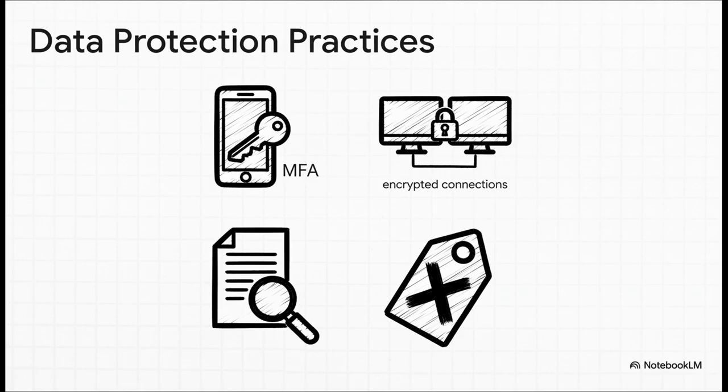Second, make sure all your connections are encrypted using something like TLS to stop anyone from snooping. Third, log all your activity with CloudTrail so you have a clear audit trail. And a little pro tip: never, ever put sensitive info like secrets or emails in resource names or tags. It's just not the place for it.